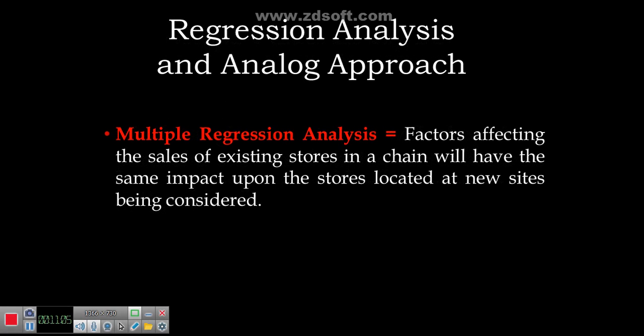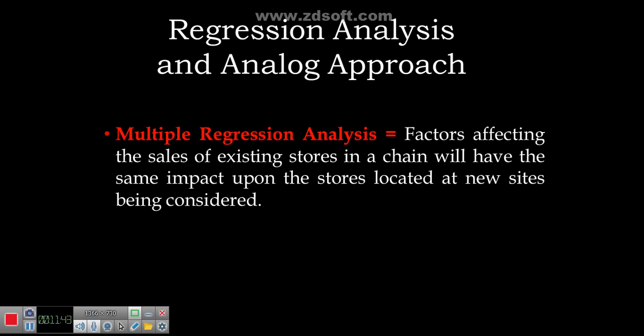The second is regression analysis and analog approach. According to multiple regression analysis, factors affecting the sales of existing stores in a chain will have the same impact on the stores located at new sites being considered. See, multiple regression analysis is for an existing retail firm. It is not applicable to a new retail firm, it is applicable to an existing retail firm.